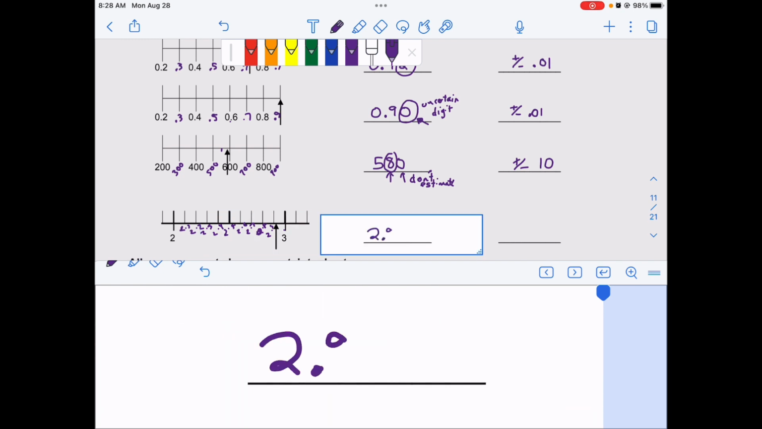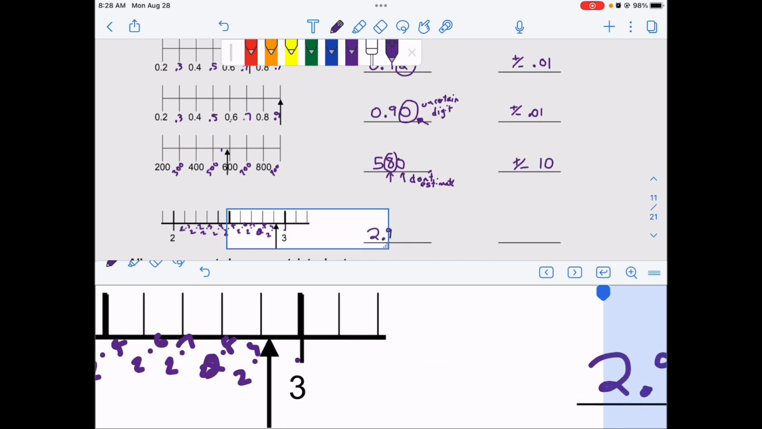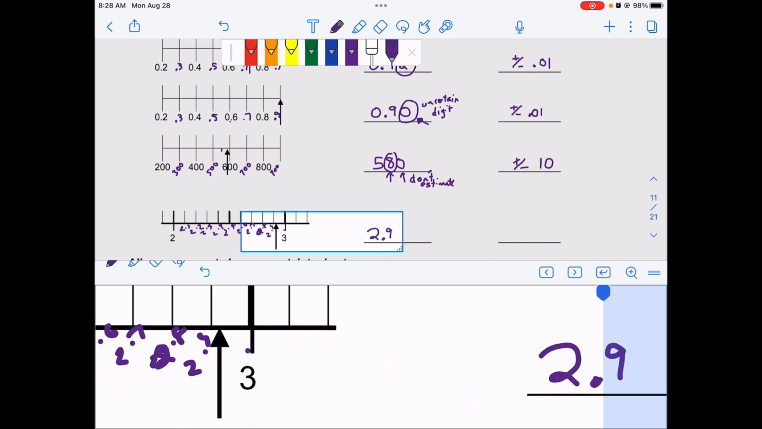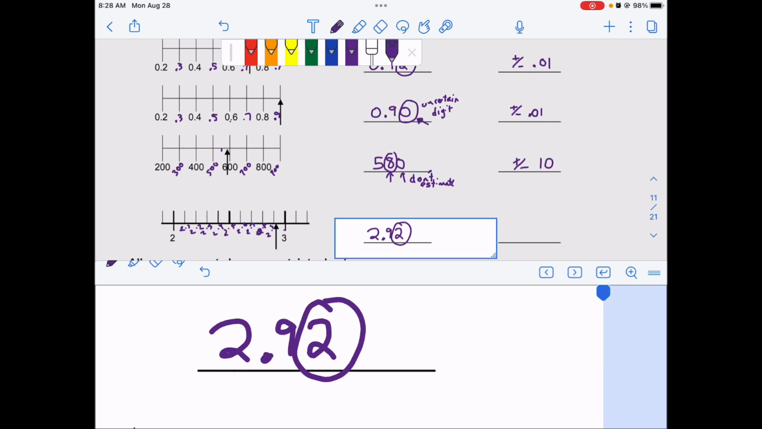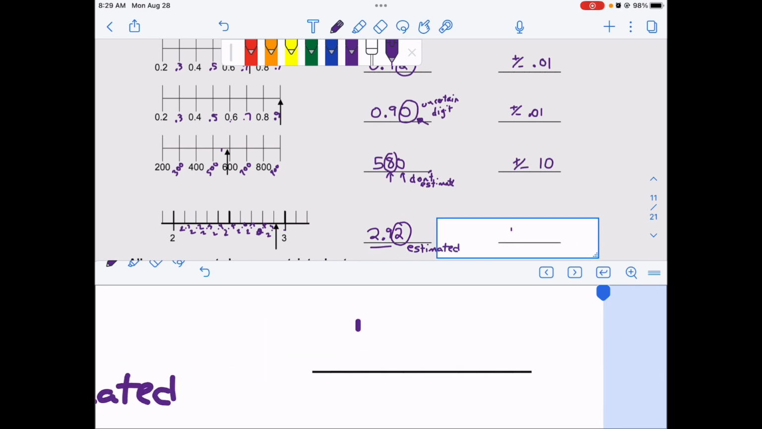Everybody can see 2.9. I have to estimate one more digit. It's not quite in the middle. It's closer to the other side. I might go 2.92. If you wrote 2.93 or 2.91, that would be okay too. This is my estimated digit. These are my certain digits. This is my estimated digit, my uncertain digit, okay? And my uncertainty would be plus or minus 0.01.